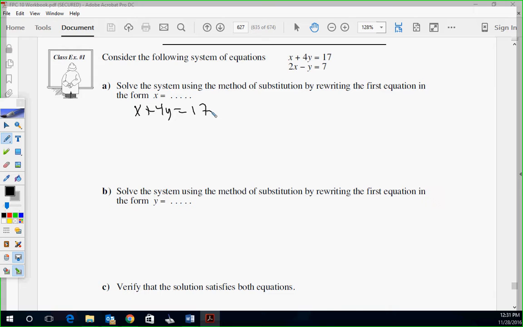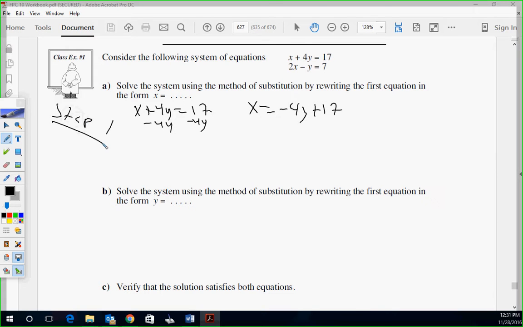Okay, so here's the x. What's the thing next to the x I don't want there? How do I get rid of a plus 4y? Minus 4y, minus 4y. x equals negative 4y plus 17. That's what they wanted me to do. That's step 1.